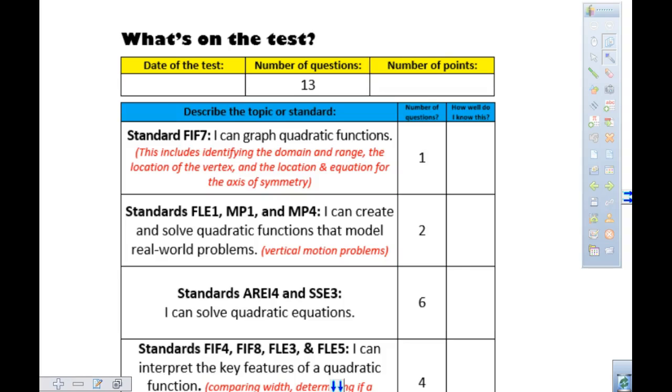Our test is going to be Tuesday, and that will be May 14th. There will be 13 questions and 80 points. Here are the standards that you will be looking at as you are looking at your standards.